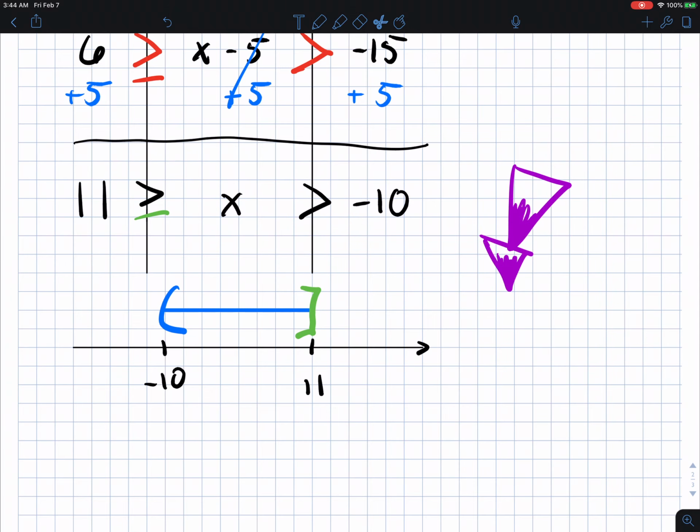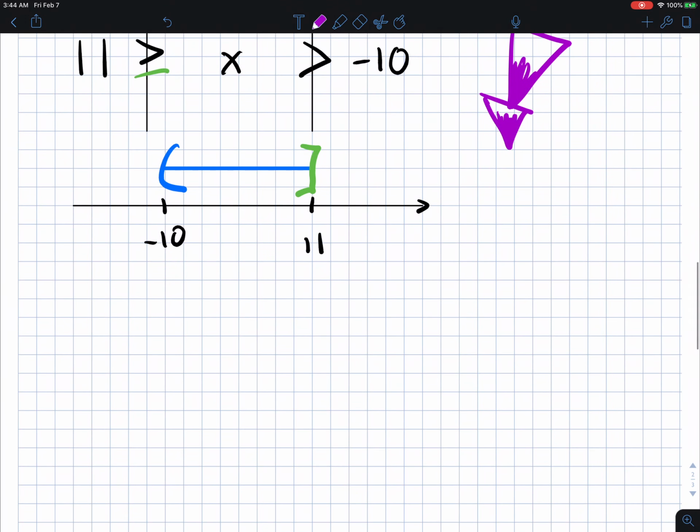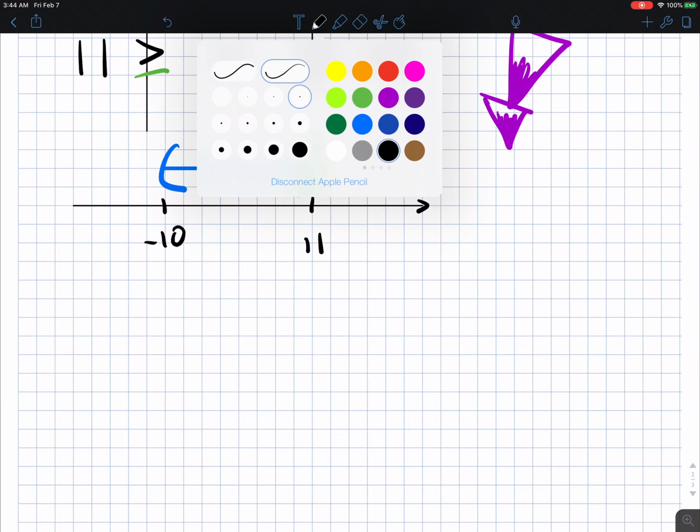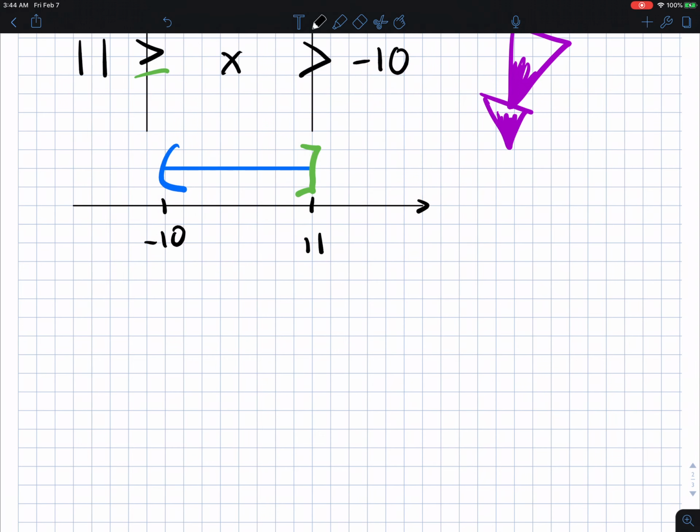Okay, so now that we have the graph, we can write an interval notation. So just translate the graph to interval notation. What's the far left? The far left is negative 10. The far right is 11. Again, the negative 10 gets a parentheses, and the 11 gets the square bracket.